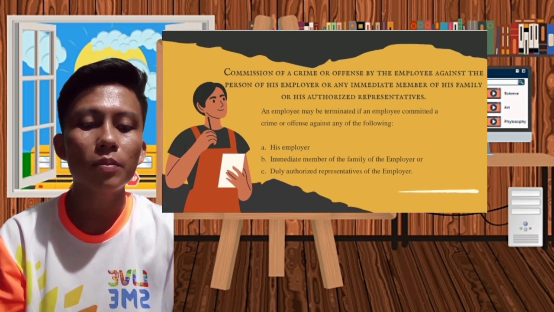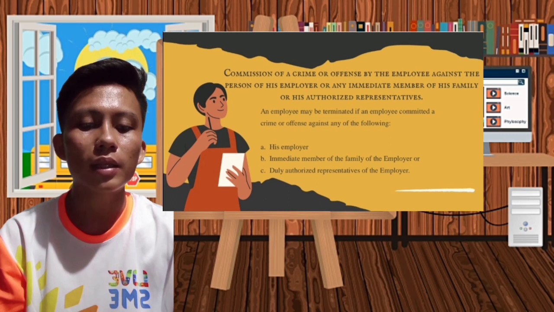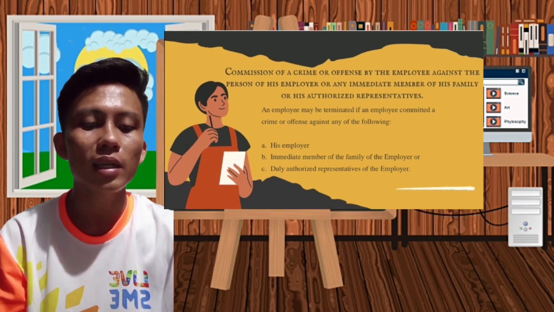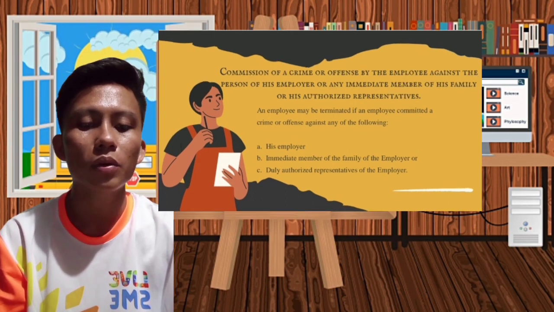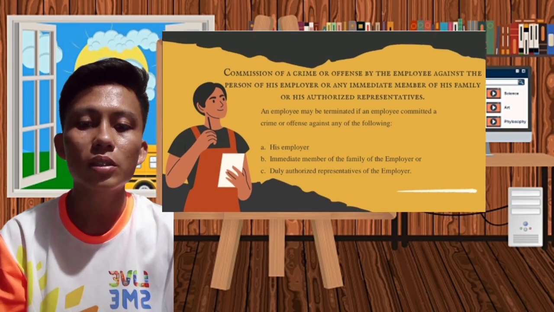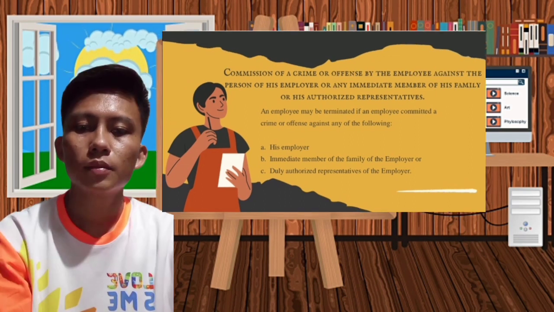An employee may be terminated if the employee committed a crime or offense against any of the following: first, his employer; second, an immediate member of the family of the employer, or a duly authorized representative of the employer.